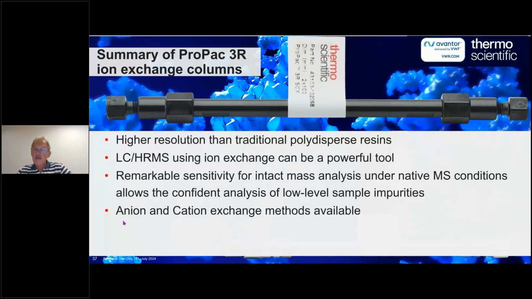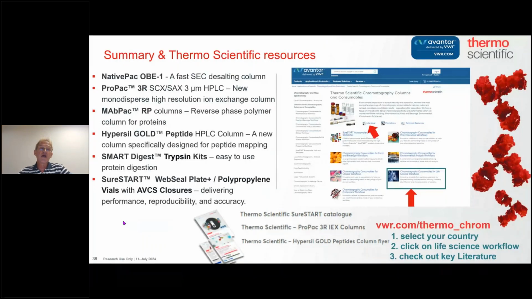Now, what I'd like to show you here now is the summary of what we've got and the resources you've got. Now, the native pack OBE here, that's a fast salt desalting column, it's becoming quite popular. So OBE stands for Online Buffer Exchange. The ProPack 3R columns, it's the first of a range of columns coming out. These are the ion exchange versions, and they're available in a strong cation exchange and a strong anion exchange. These are the more useful columns if you're using volatile eluents with mass spec.